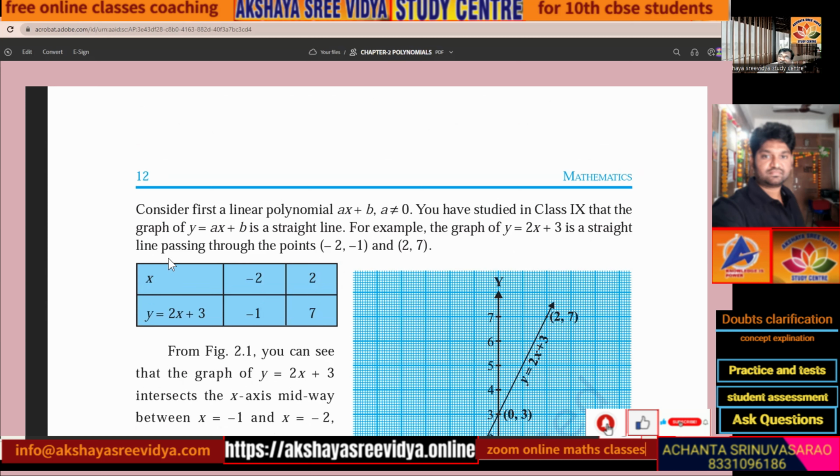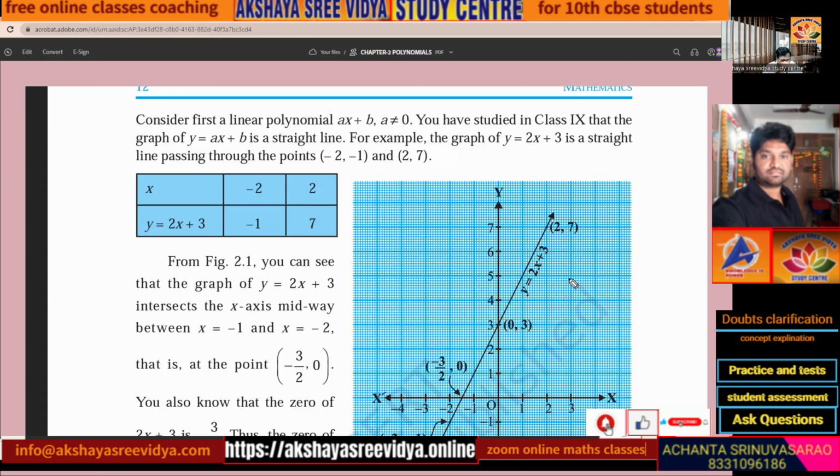Consider first the linear polynomial ax plus b, where a is not equal to 0. We have studied in class 9 that y is equal to ax plus b is the equation of a straight line. Every linear equation can be drawn as a graph that is clearly a straight line. For example, the graph of y is equal to 2x plus 3.